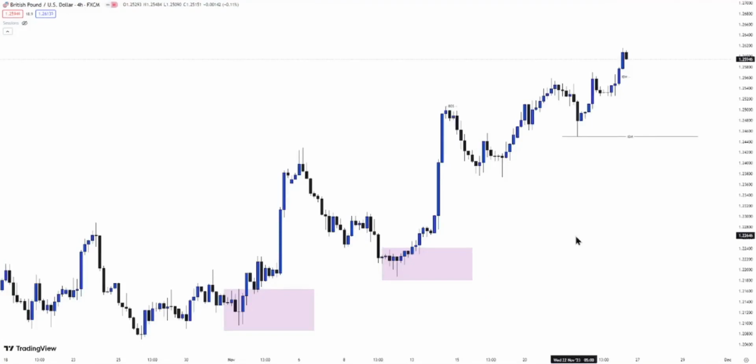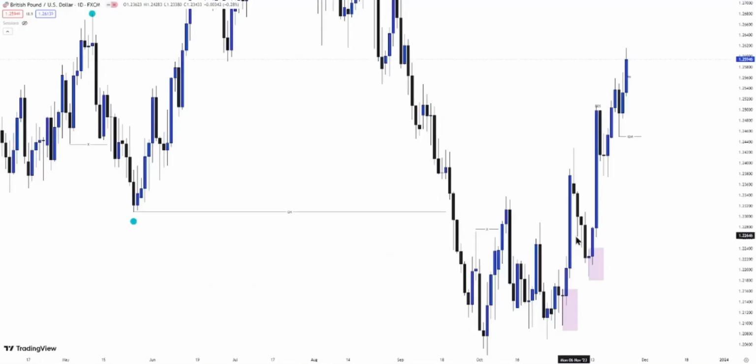Now, as usual in today's episode, we are going to be looking at EUR/USD and gold. We are going to be starting off with the GBP/USD, and we need to go to the daily time frame to see what the overall direction of the market is.